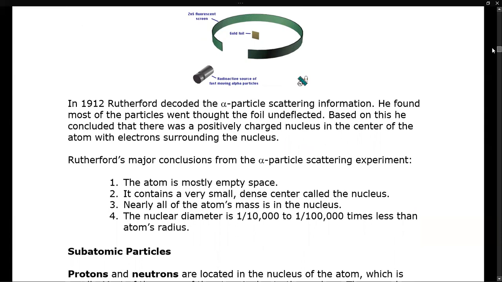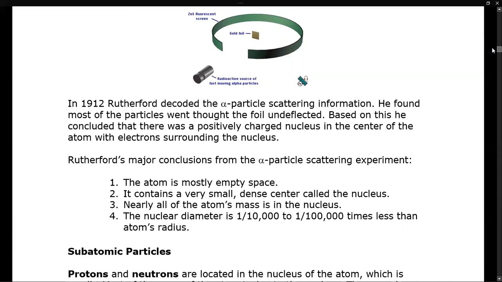It contains a very small dense center called the nucleus, and also nearly all the atom's mass is in the nucleus, and so the nuclear diameter ends up being 1 to 10,000 to 1 to 100,000 times the size of the atom's radius. Even if we go with the lower end of that and we give something for scale, we say that the nucleus is about the size of a tangerine, maybe 5 centimeter diameter. That means the atom would be about 3/10 of a mile in all directions. So quite a bit of a difference.